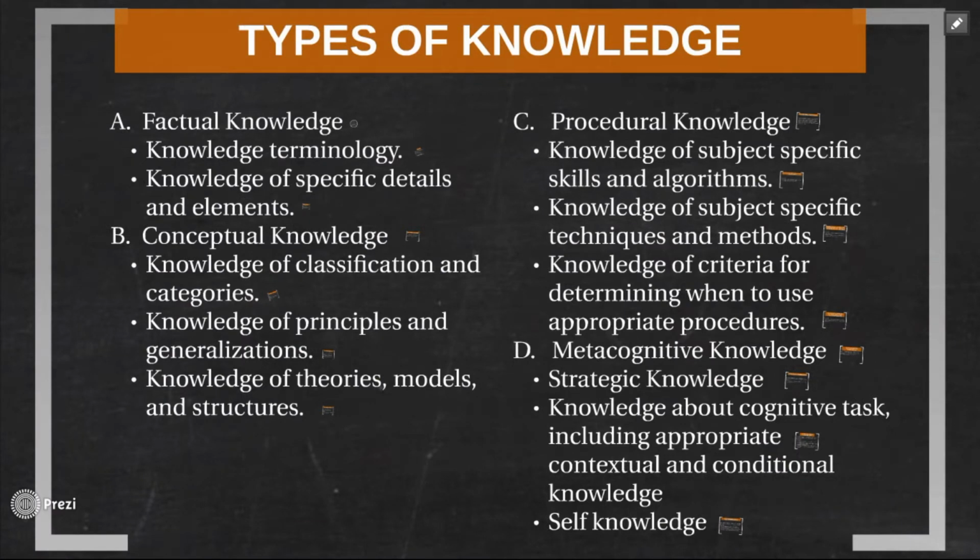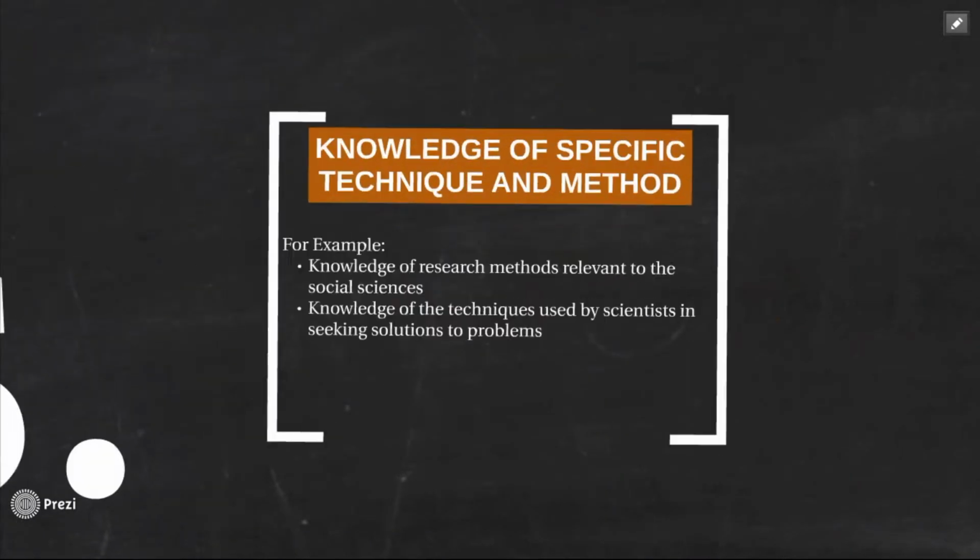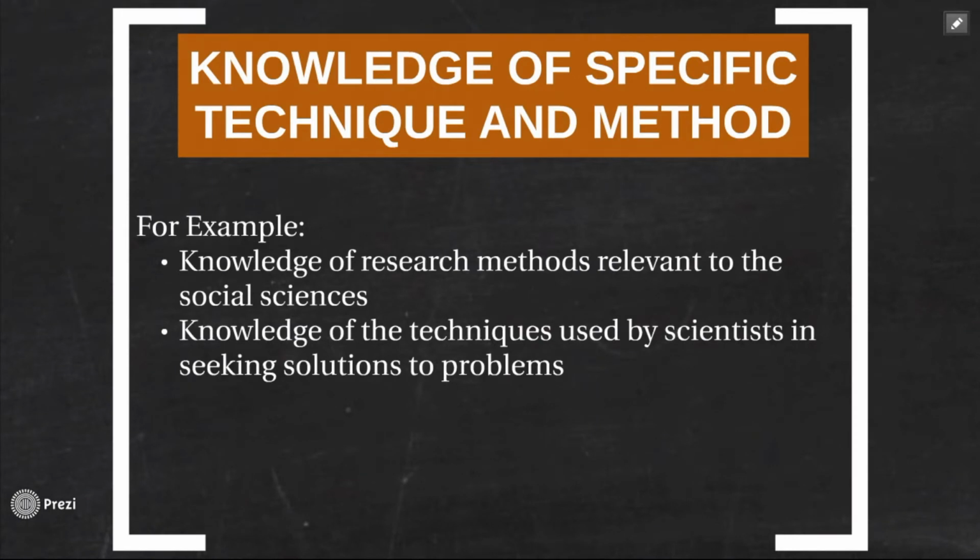And the second knowledge in procedural knowledge is knowledge of subject-specific techniques and methods. The example of knowledge of specific technique and method is knowledge of research methods relevant to the social sciences and the knowledge of the techniques used by the scientists in seeking solutions to problems.